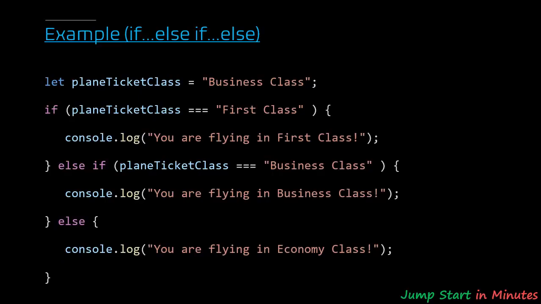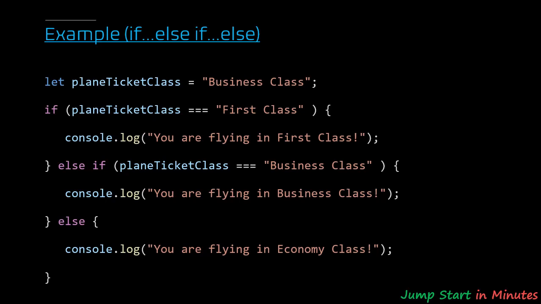Now let's look at this example. In this example, we have an if block, else if block, and else block. We are declaring a variable and naming it plane ticket class. We are assigning a string value of business class to it. Then we are checking if the variable value is equal to first class, which in this case is not true, so it will skip this block. Then in the next condition, we are checking if the plane ticket class is equal to business class, which is true, so it will log the value you are flying in business class and then exit out of the if block.